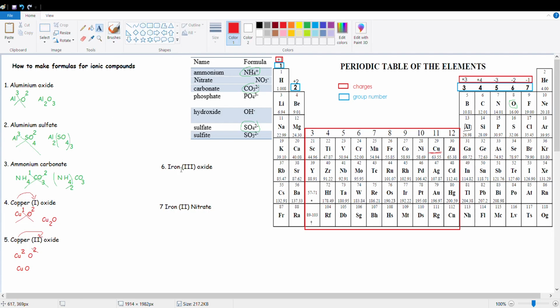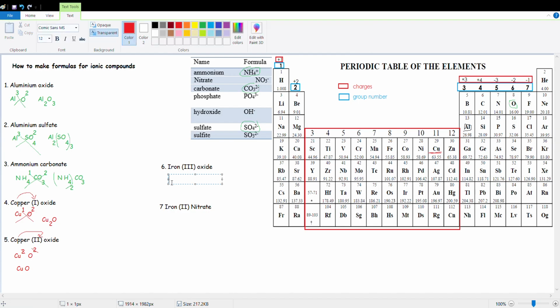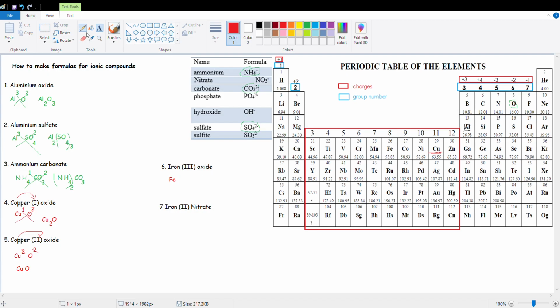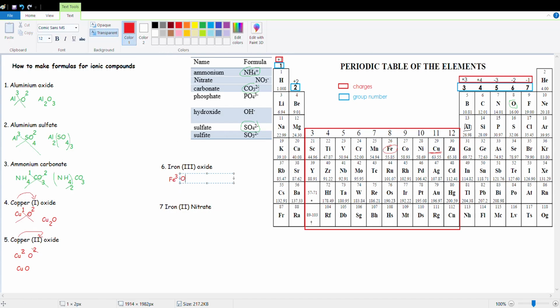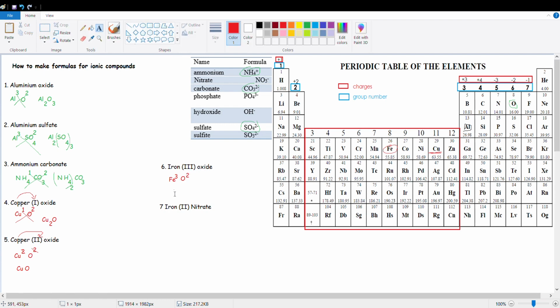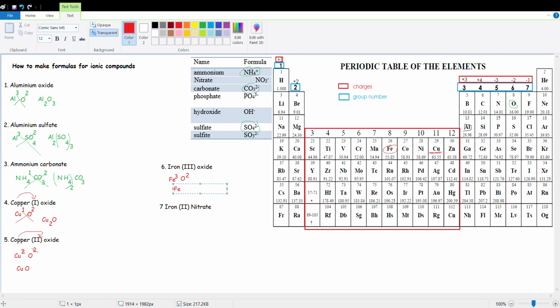Now we go for question number 6, iron 3 oxide. Iron, basically again symbol of iron is Fe. If I can show it to you here, this is Fe, but you cannot find the group number, but we know Fe is 3. 3 means the charge of Fe is 3 here. And oxygen as usual, we have got 2, so 2 on the top of oxygen over here. And if I want to write the last step, crisscross method, it should be Fe2O3.